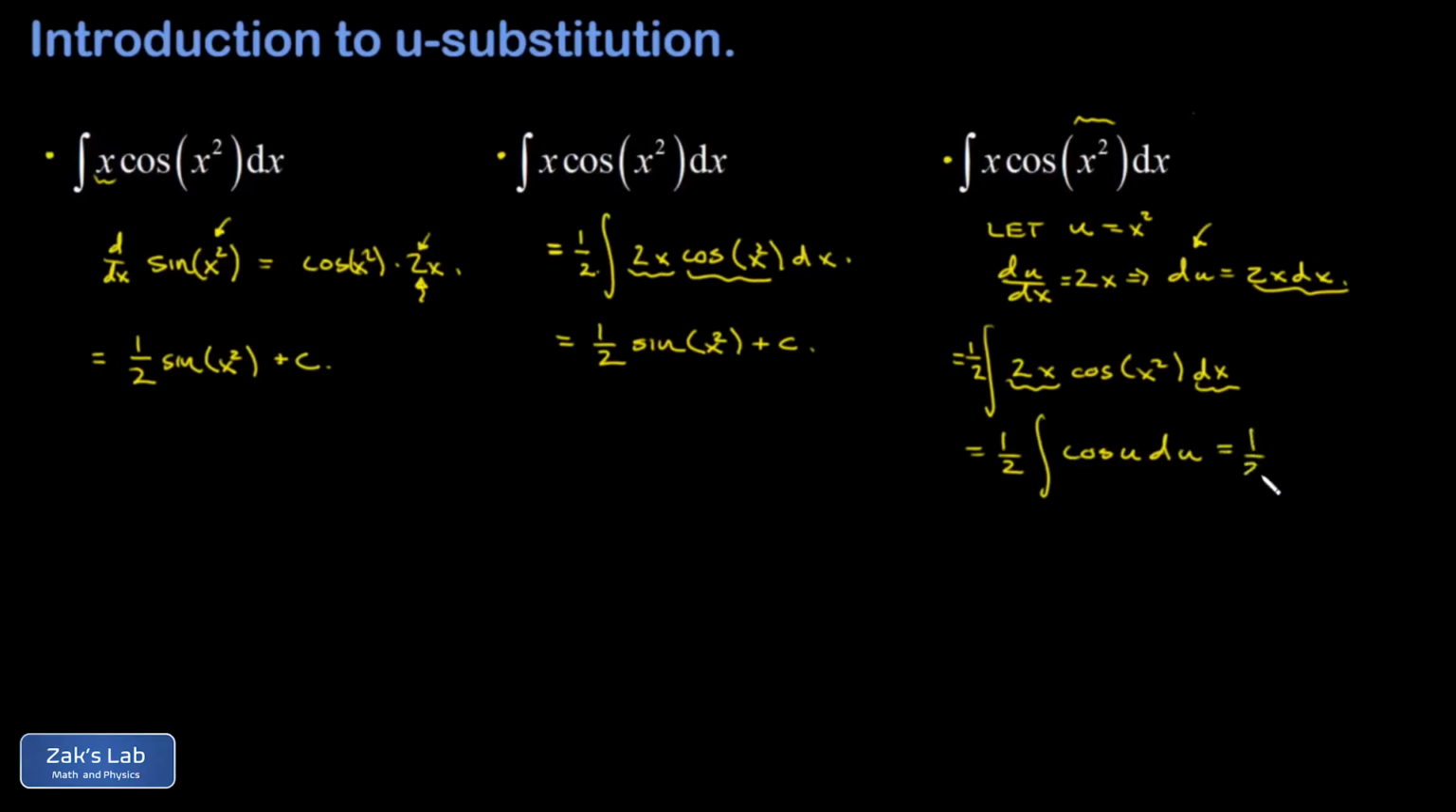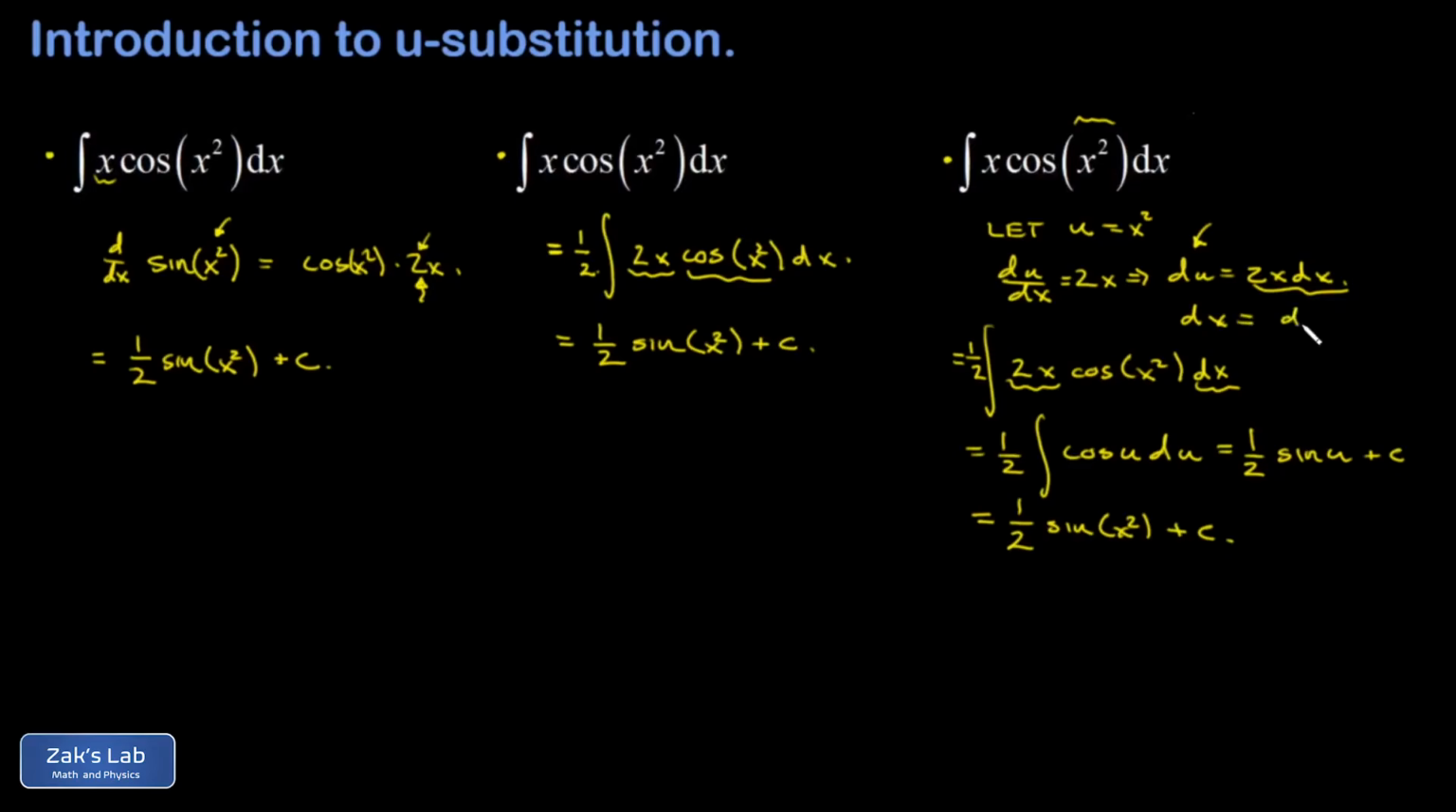And now I can simply guess the antiderivative of the cosine, which is a sine function. And I'm not done yet because it was an x integral, and I better have an x answer. And I get 1/2 sine x squared plus c. So same answer as before. Now the other way I could handle the transformation of differentials is to actually explicitly solve for dx.